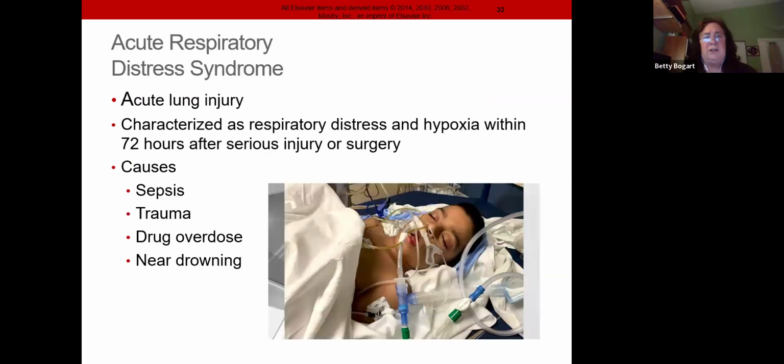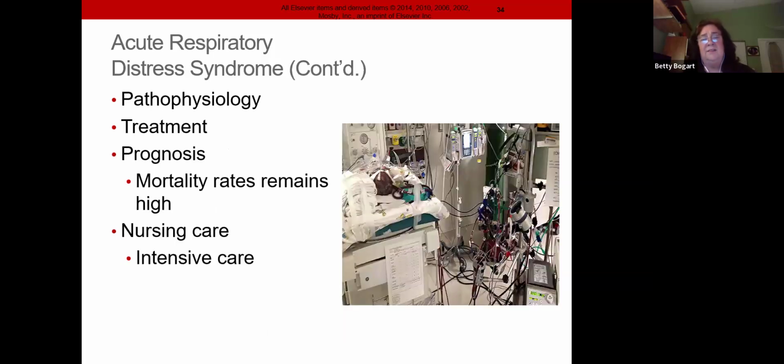Now, acute respiratory distress syndrome. This is when your lungs have been hurt, whether it's from infection, trauma, drugs, or drowning. Probably your most acutely ill child in the PICU. So mortality rates are high.